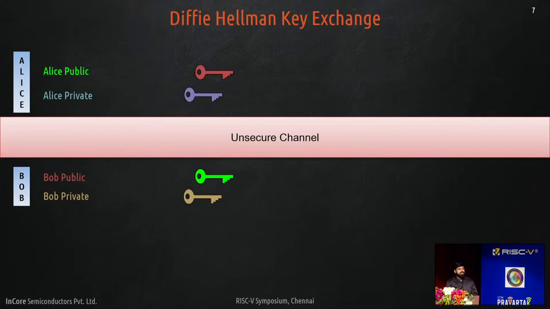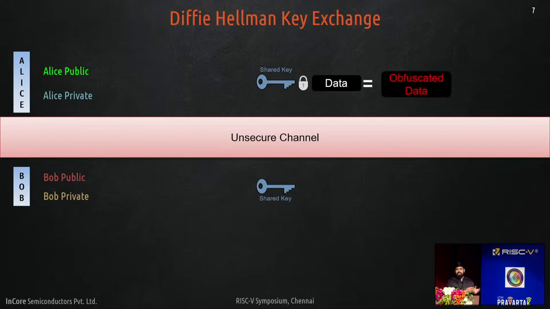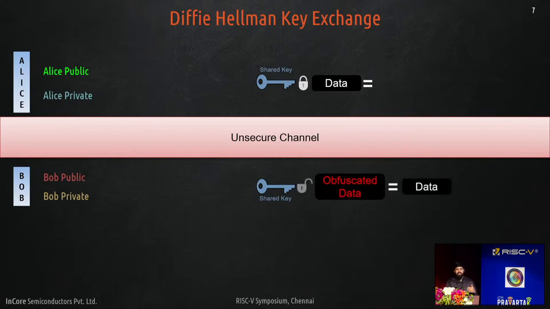They retain the private keys to themselves, right? And then they try to combine both of these keys to form a single shared key. Now, using this particular shared key, you can obfuscate some data. So Alice uses her shared key to obfuscate a data, and that obfuscated data is sent through the unsecure channel to Bob, who can decipher that using his shared key. So this is how you would exchange information between two parties through an unsecure channel.